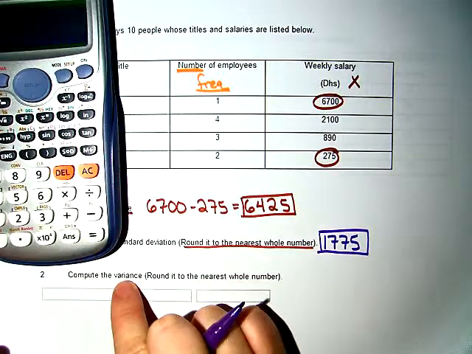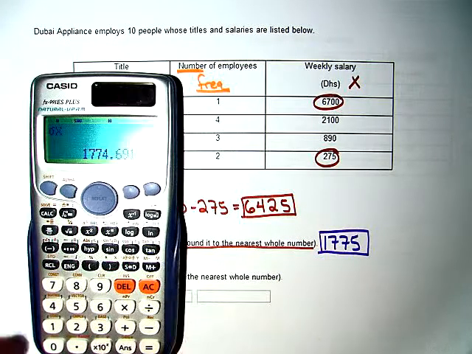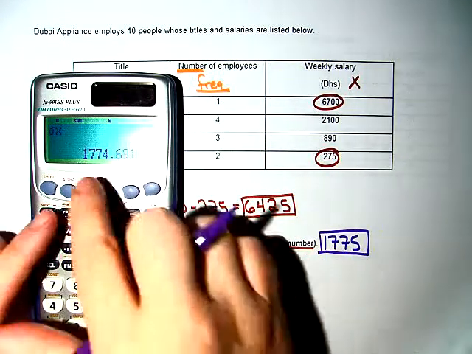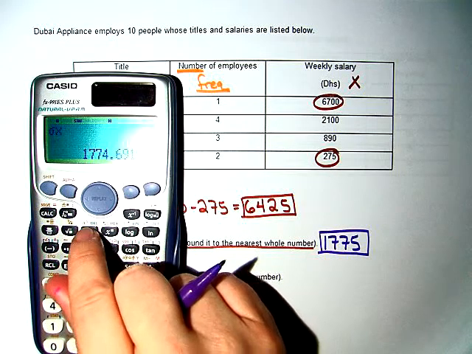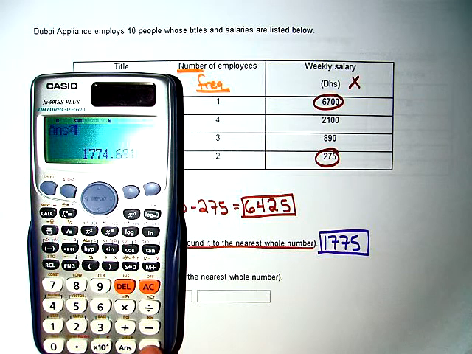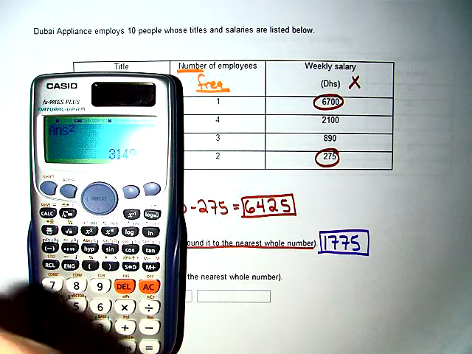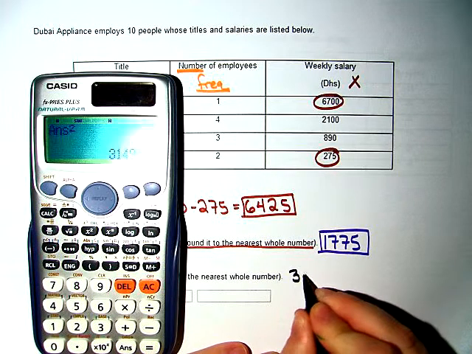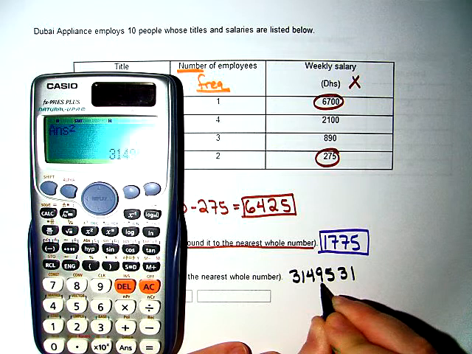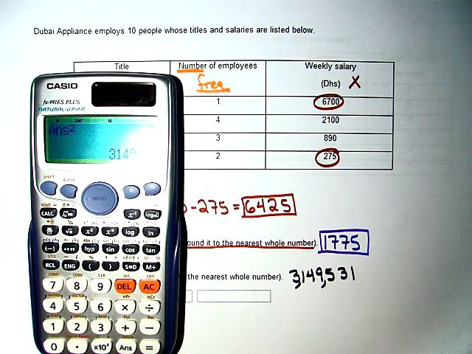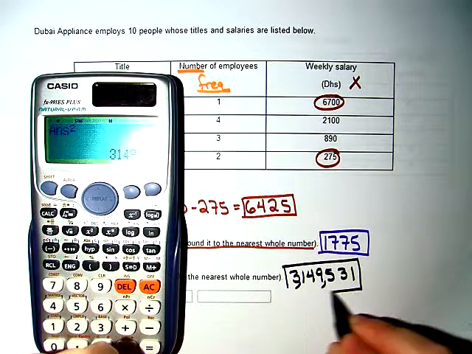Okay, compute the variance. Now, in order to do the variance, I don't want you to push anything. It's got the numbers written right here. All you have to do is hit this x squared button. So hit that, and we get that the variance is 3,149,531.